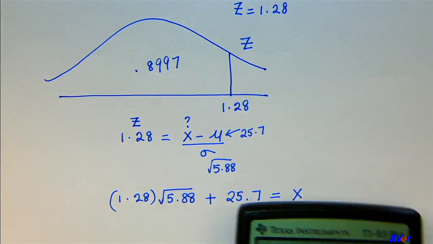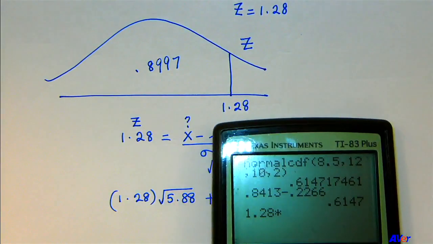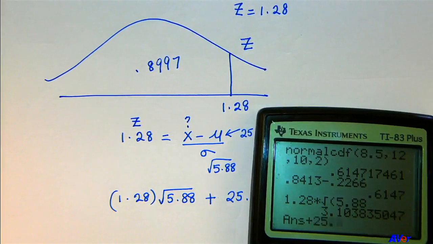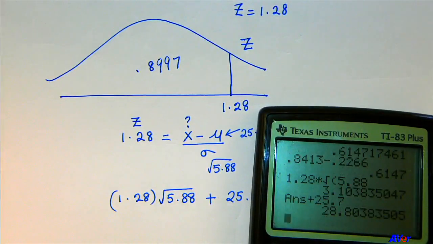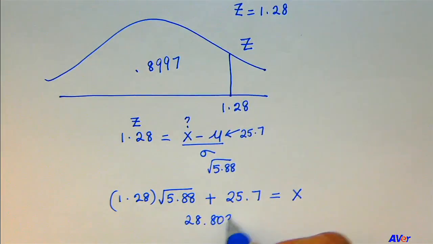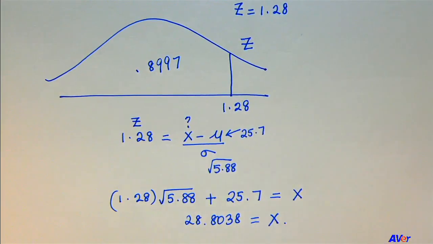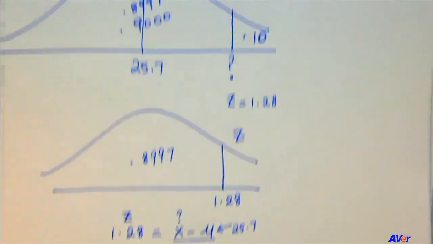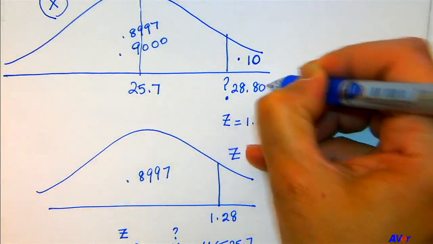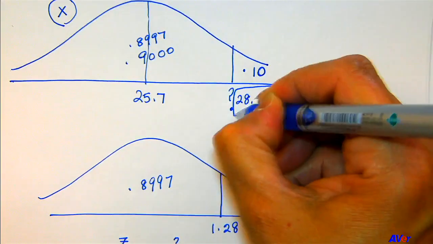1.28 times radical 5.88 plus 25.7. 28.8038. 28.8038 equals X. So this unknown value that I was looking for here is 28.8038, and that's my answer.